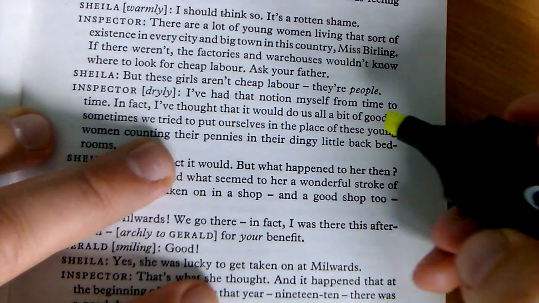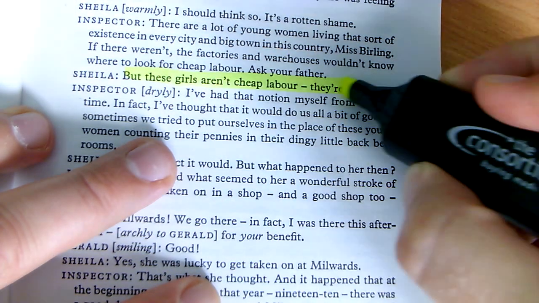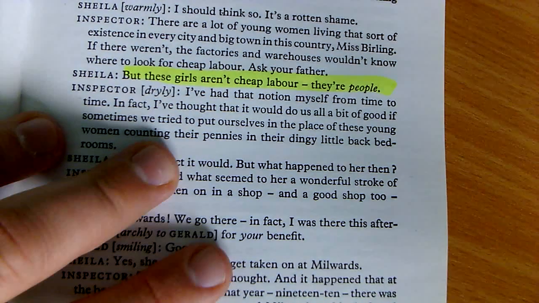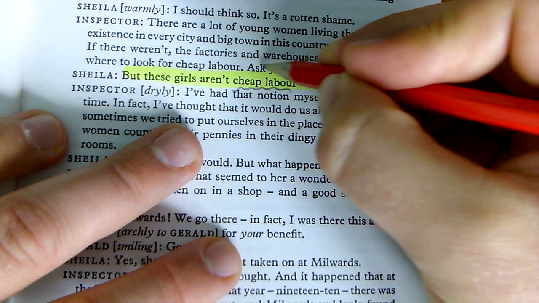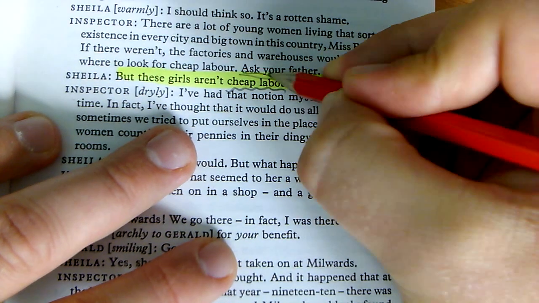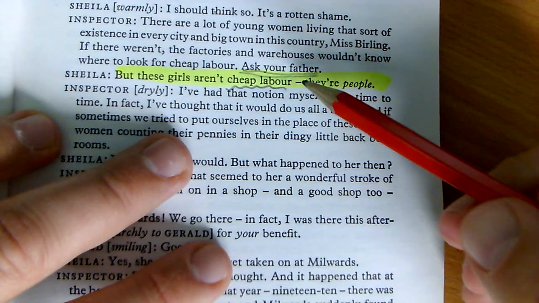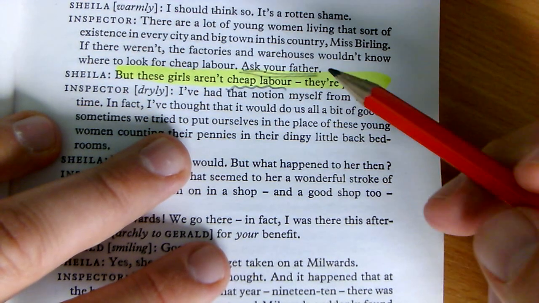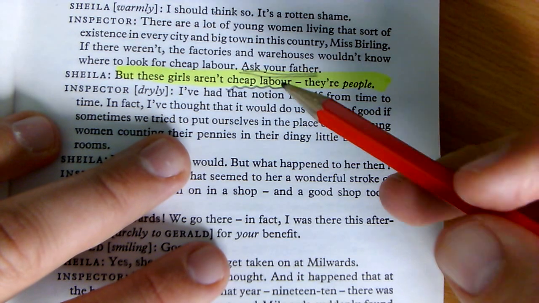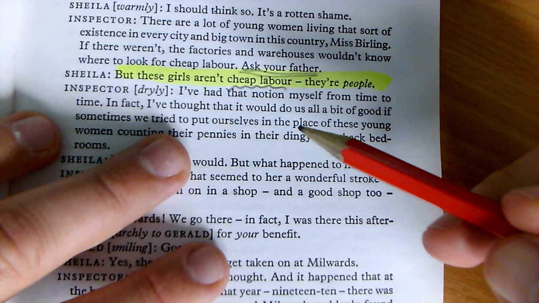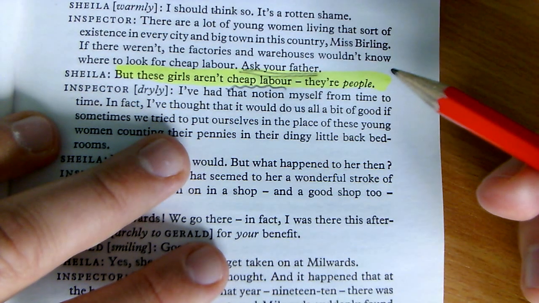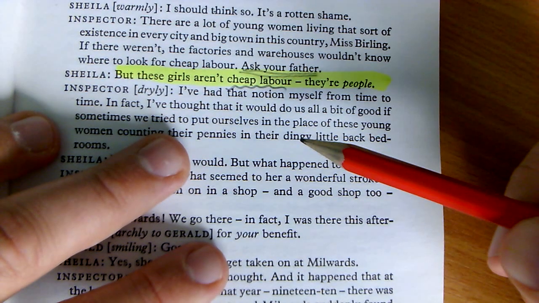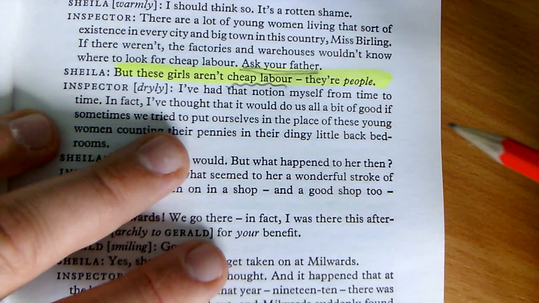Okay, so here Sheila is really the opposite of Birling. She says these girls aren't cheap labour, they're people, in response to this damning accusation of Mr. Birling by the inspector above, which links to everything we've just talked about today. It shows that Sheila is quite the opposite of Mr. Birling, that she is very empathetic, and she can see the suffering that Eva Smith and other women like her have gone through.